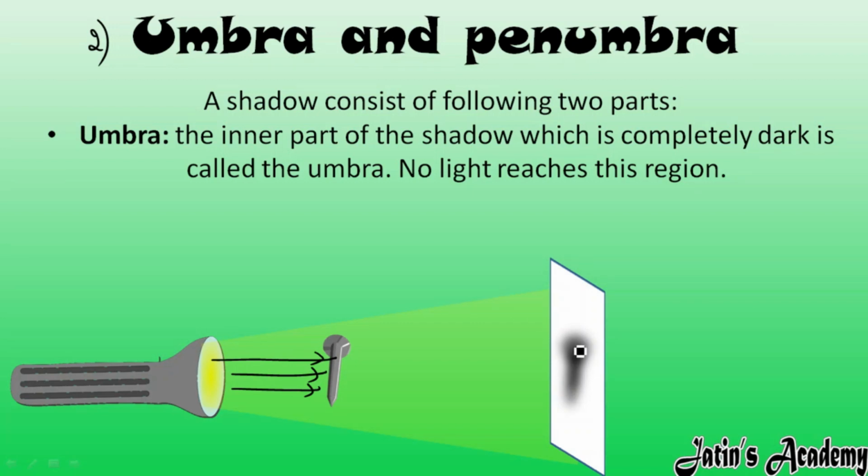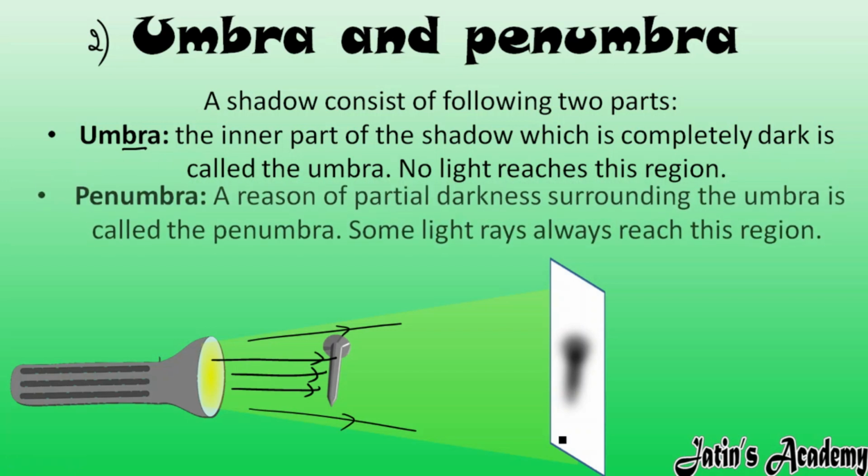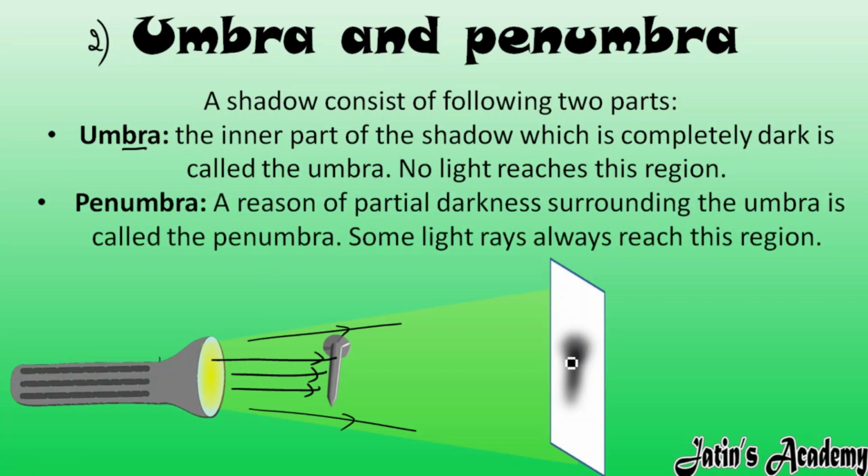That darker shadow is called the umbra, and there are light rays which partially move past the opaque object, meaning these light rays are not blocked by the opaque object. Whenever light rays partially move past the opaque object, lighter shadows are formed, and these lighter shadows are known as penumbra. So what do you mean by umbra? Umbra is the inner part of the shadow which is completely dark. This is known as umbra, and actually no light reaches this umbra region.